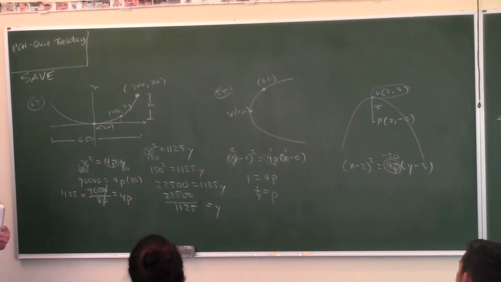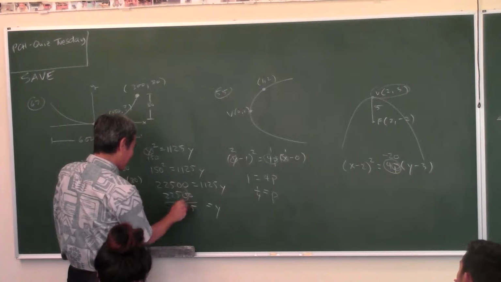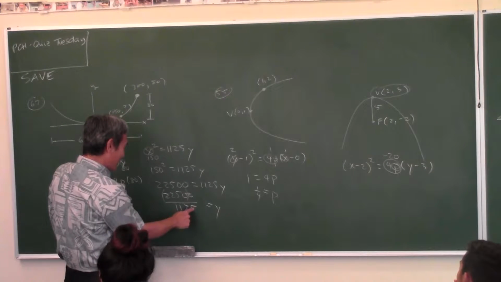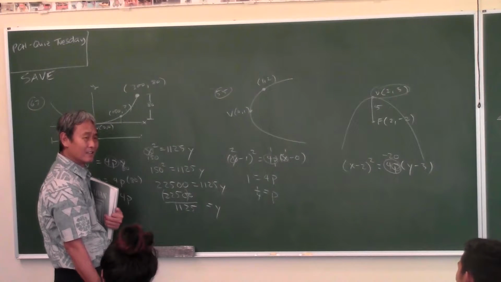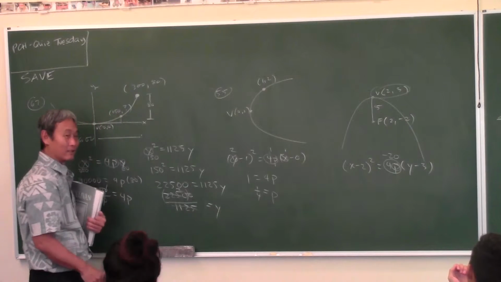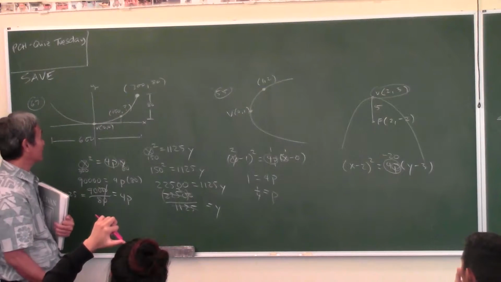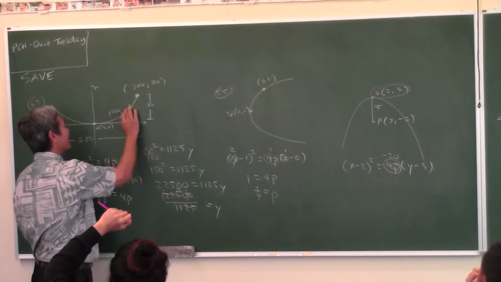Look, no need for a calculator. Because, okay, just look at this. 1125 goes into 2250 once. Twice. So this goes into that 2 times, so the answer is 20 then. It's 20, the answer is 20.